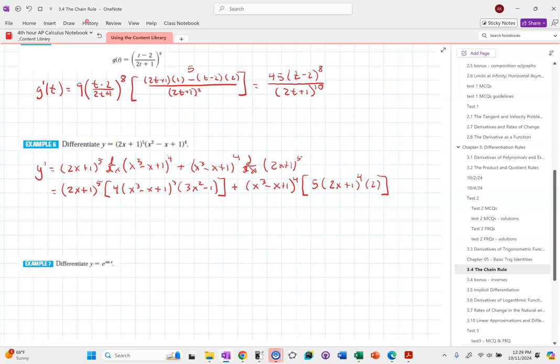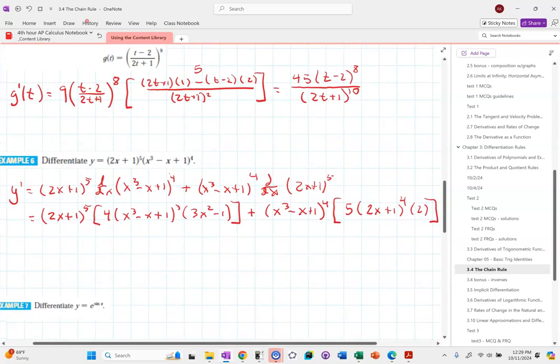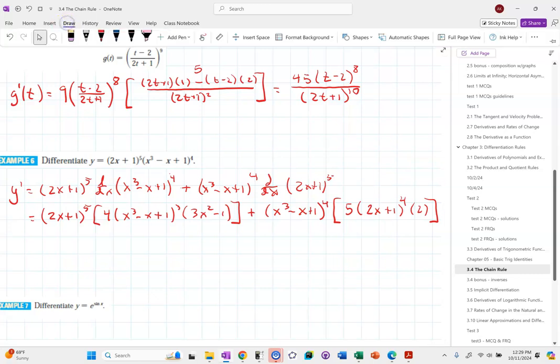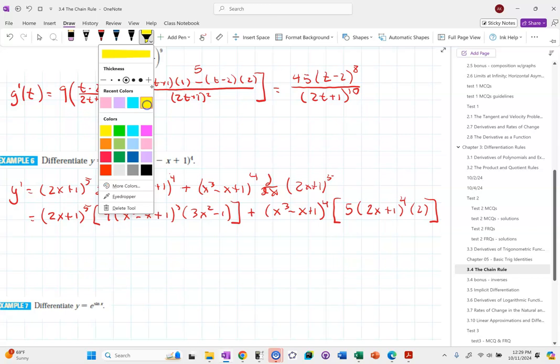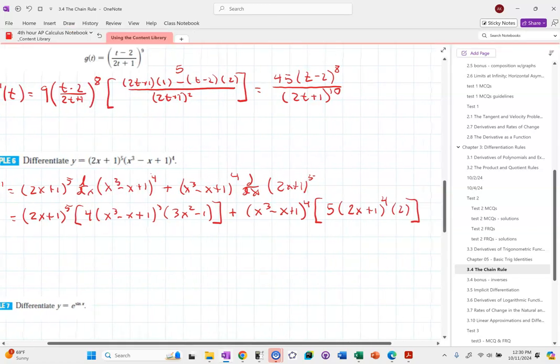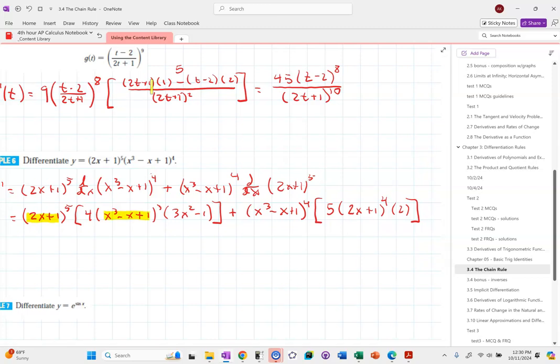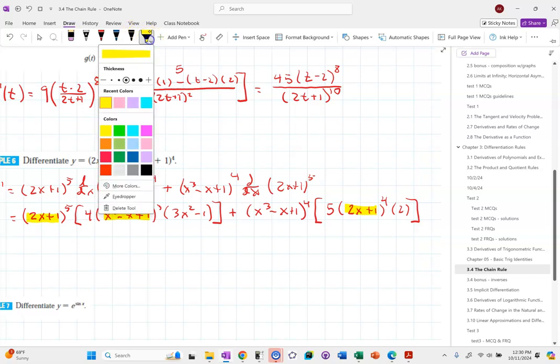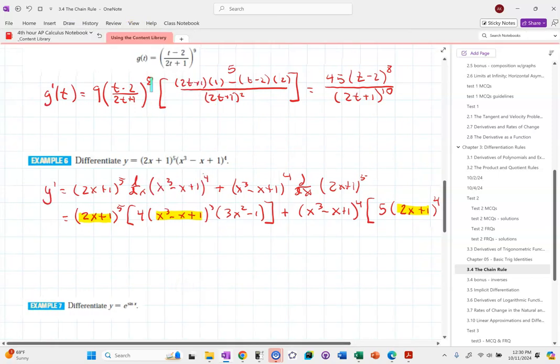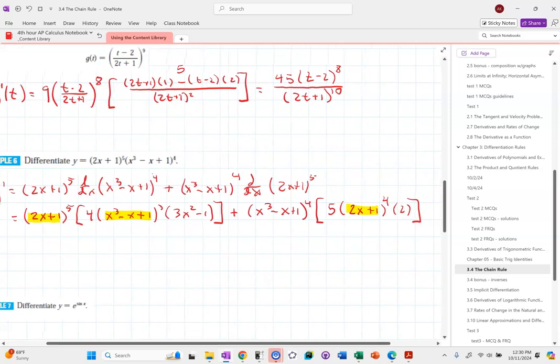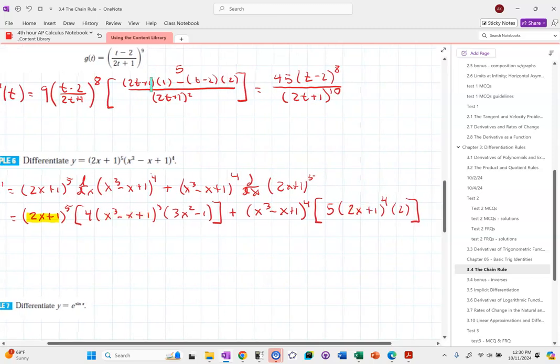Now that answer could be done. That's simplified, or that all the calculus is done. Now, your answer on the multiple choice would not look like this. We would simplify this. So how would I go about simplifying this? So I would notice that between these two terms, I have 2x plus 1's in common. And I have x cubed minus x plus 1's in common.